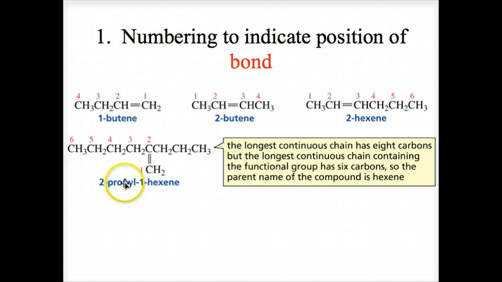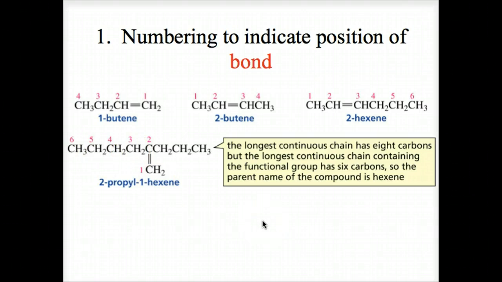Now this compound here, 2-propyl-1-hexene, notice that the longest continuous chain of carbons that includes the double bond begins right here with number 1, 2, 3, 4, 5, 6. The longest continuous chain, however, that has 8 carbons is across here. 1, 2, 3, 4, 5, 6, 7, 8. However, it does not contain the functional group or the double bond. So we find the longest continuous chain that includes the double bond in order to name the molecule.